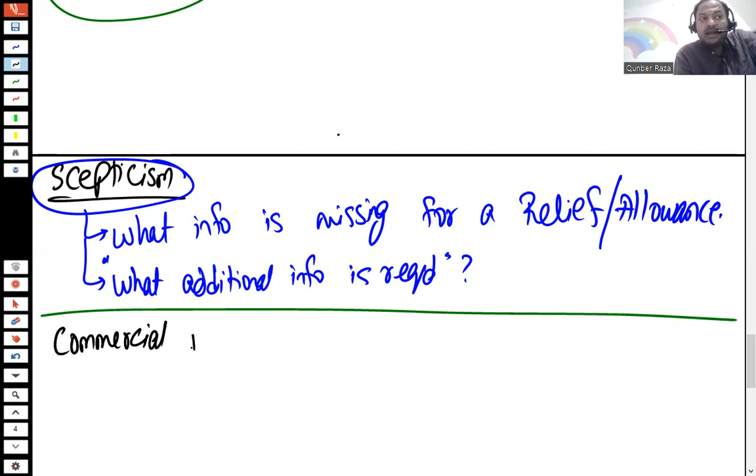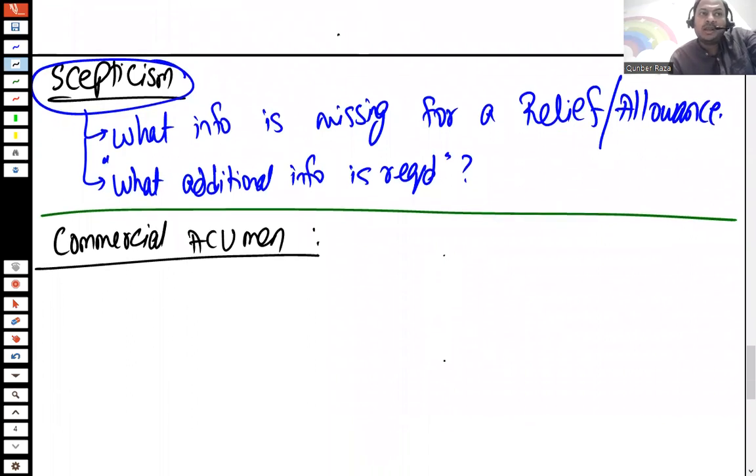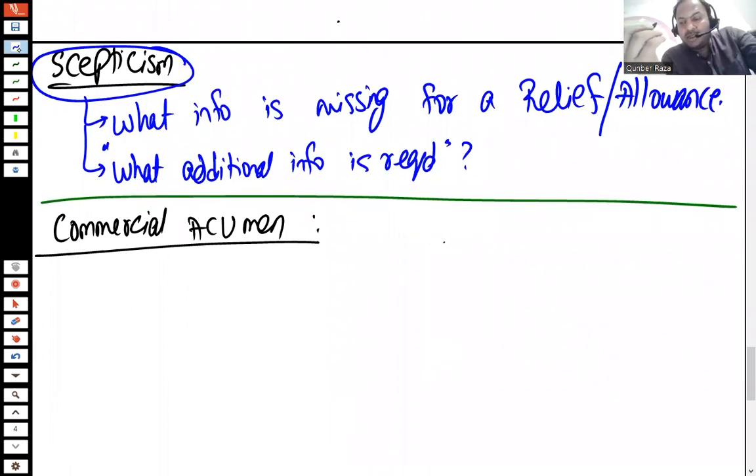The last one is commercial acumen. Now, what is commercial acumen? Just to give you a background about commercial acumen, all of the professional, strategic professional, and optional exams are as commercially realistic as possible, and so is the case with the ATX as well. So the ATX paper is as commercially realistic as it can be, right? And it varies from a large group of companies to a single individual person.